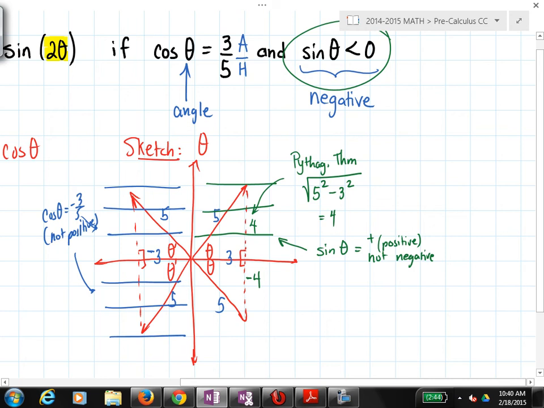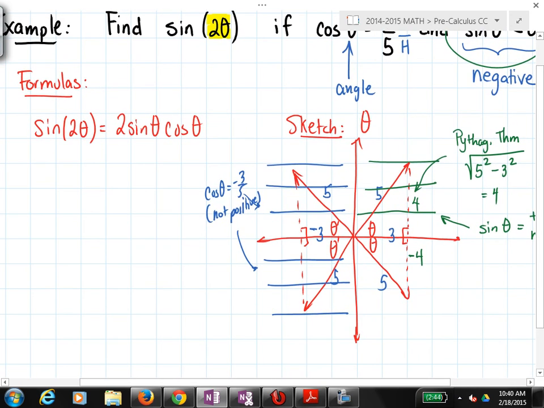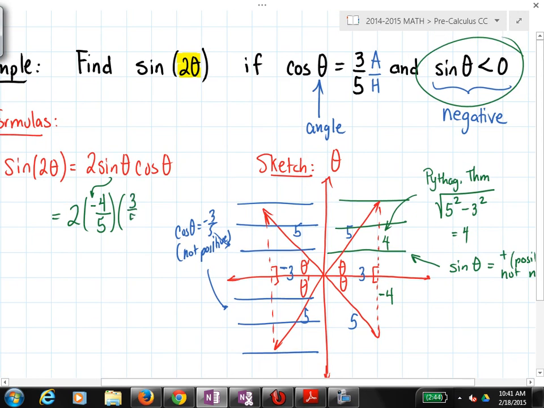So now let's go back to my problem and start evaluating this right here. Sine of 2 theta is equal to 2 times, instead of sine of theta, now according to my sketch, sine of theta is opposite over hypotenuse, which is negative 4 over 5 times cosine is, well, it was given also, cosine of theta was 3/5, or you can use your sketch, it'll work out as well. Don't forget this is 2, like saying 2 over 1, so I multiply across the numerators, negative 8 times 3 is negative 24, and the denominator is 25.